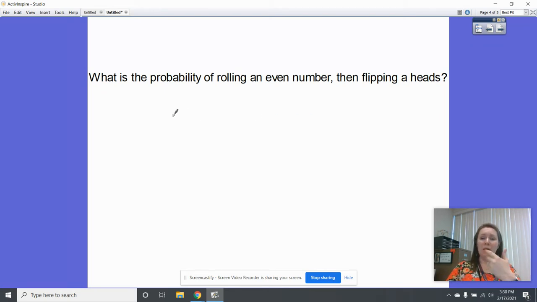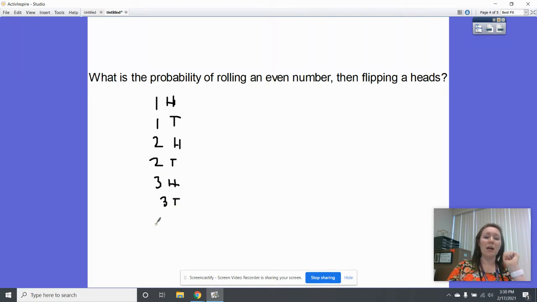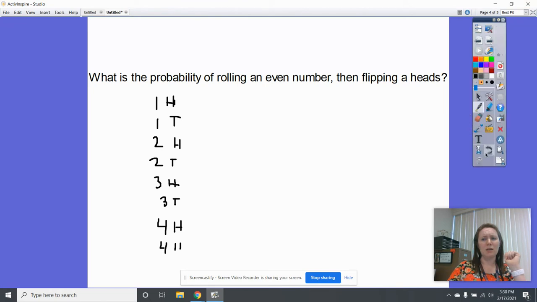One strategy would be making a list. I could roll a 1 and then get heads, that's a possibility, or a 1 and get tails, or a 2 and get heads, or a 2 and get tails, or a 3 and get heads, or a 3 and get tails. I could roll a 4 on my dice and then flip a heads for my coin. I could roll a 4 on my dice and get tails on my coin. I'm almost done. I wish I could fit it all down here, but the list is so long. I could get 5 and heads, or 5 and tails, or 6 and heads, or 6 and tails.